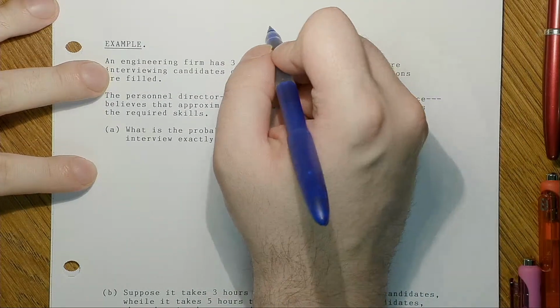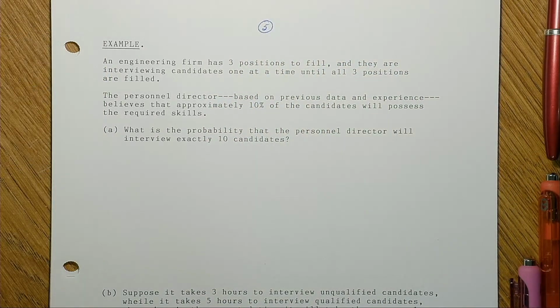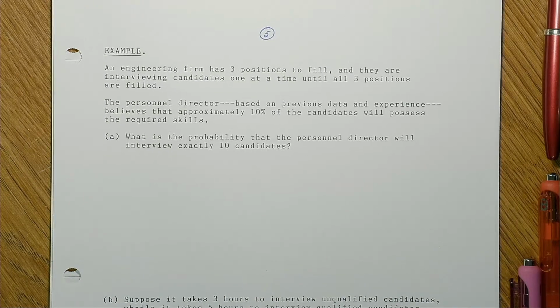Here we go, number 5. So here's an example. An engineering firm has 3 positions to fill, and they are interviewing candidates one at a time until all 3 positions are filled. The personnel director, based on previous data and experience, believes that approximately 10% of the candidates will possess the required skills. So we'll do the first part. What is the probability that the personnel director will interview exactly 10 candidates?